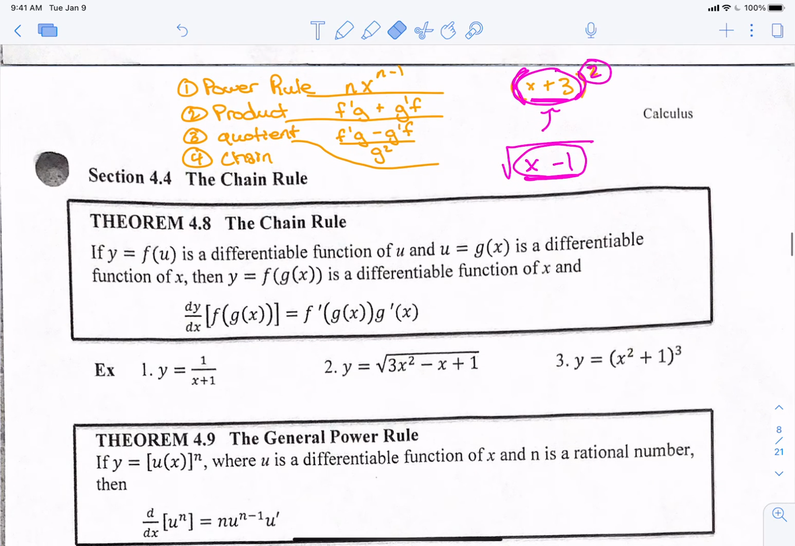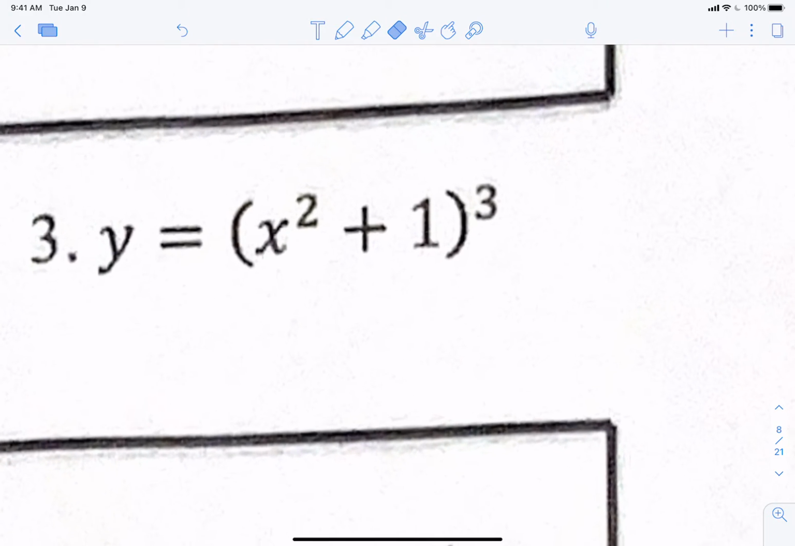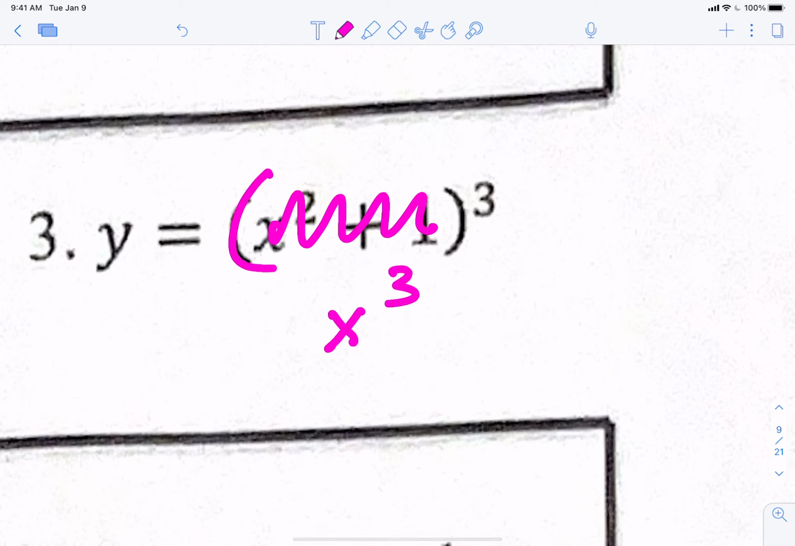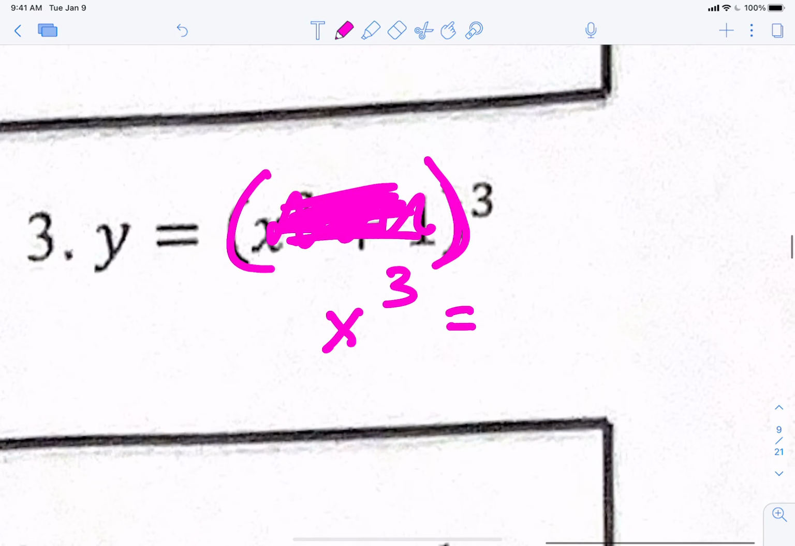Ready? I'm going to skip to number 3 because this is the most obvious use of the chain rule. Here is how the chain rule works. X squared plus 1 is a function inside of another function, right? Everybody watch. The outside function is kind of like x cubed, something to the third power. Don't write this down yet. How would you find the derivative of x to the third power? Move the 3 to the front, so it'd be 3x.